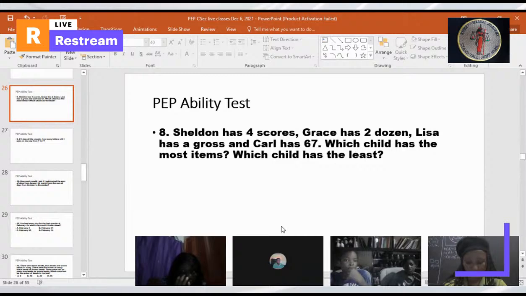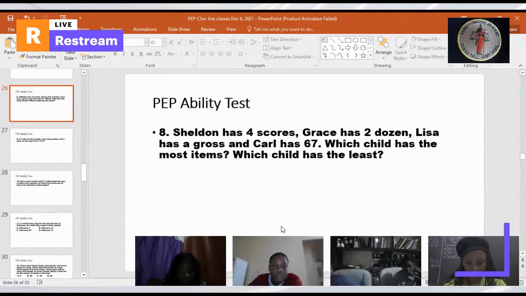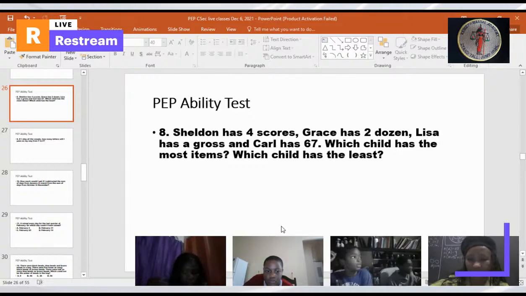So which child has the least? How many things are in a gross? Miss, I think it's 24. Is a gross 144? A gross is 144, or 12 dozens. That's a gross. And how many things make a score? Miss, 20. Yes, a score is 20.